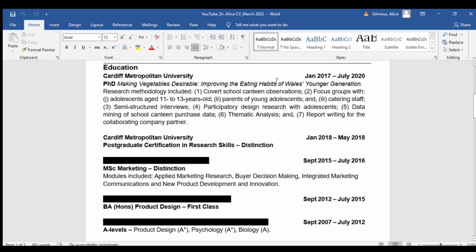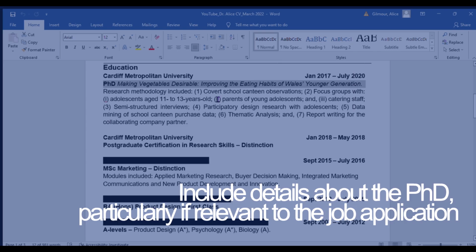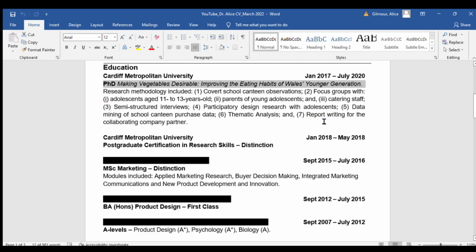And then towards the bottom of this page I have listed my education. So I've written down which university I was at, and the title of my PhD is here. So making vegetables desirable and improving the eating habits of Wales' younger generation. Then I've included the research methodology and bits that were involved in that. So observations, focus groups with different samples, semi-structured interviews, participatory design research, score mining of data, thematic analysis and report writing.